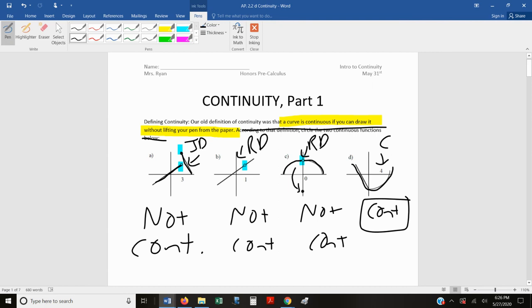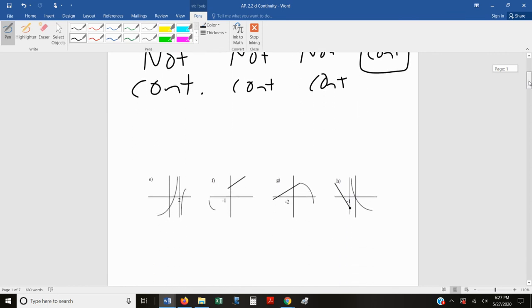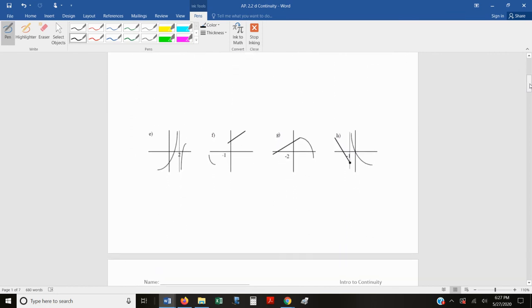So in calculus, this is not the definition that we use. We have a more mathematical definition, but in part one of this video series, I just wanted to remind you what continuous looks like, and then we'll get into the more formal definitions that calculus uses. So this is the last part that we'll look at in this video.